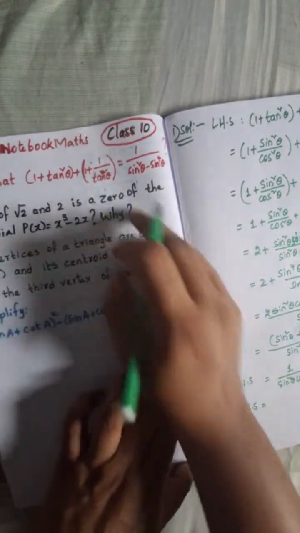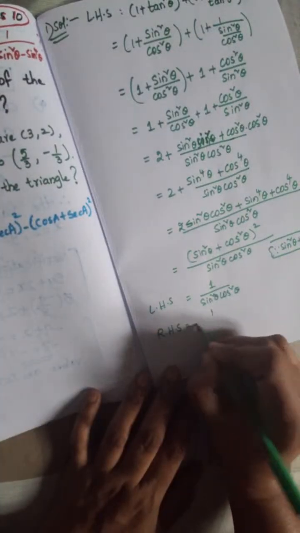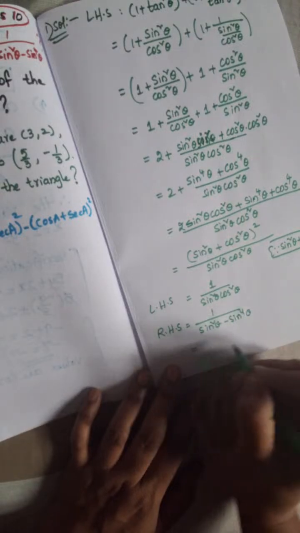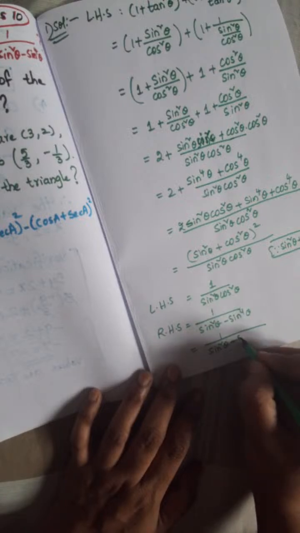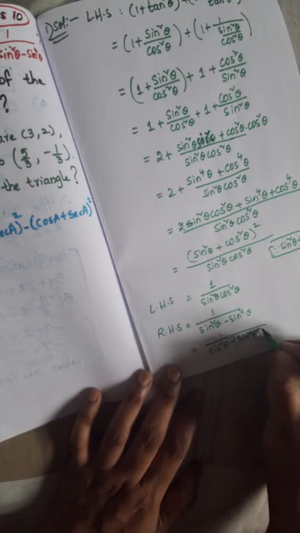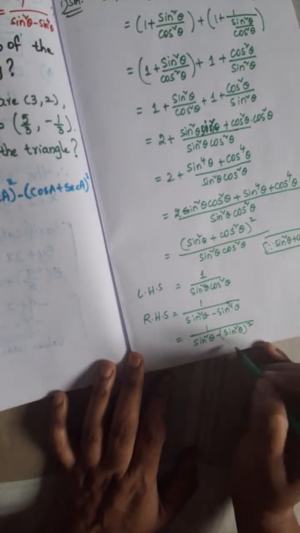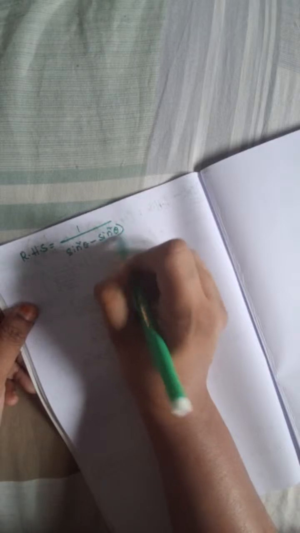Okay, now take this RHS, 1 by sin square theta minus sin power 4 theta. So this can be written as sin square theta minus sin square theta whole square. I am writing sin power 4 theta as sin square theta whole square. So RHS is equal to 1 by sin square theta minus sin square theta whole square.